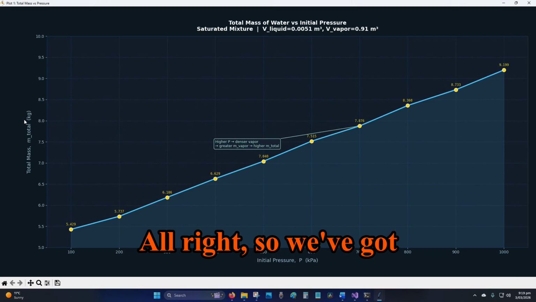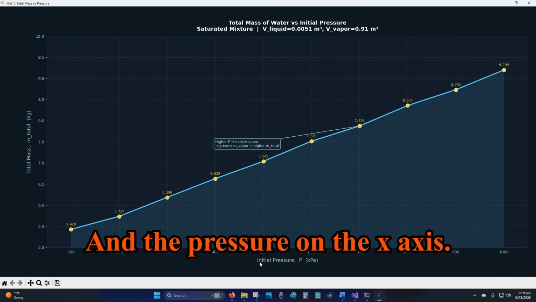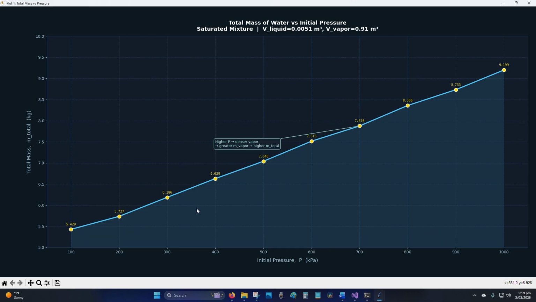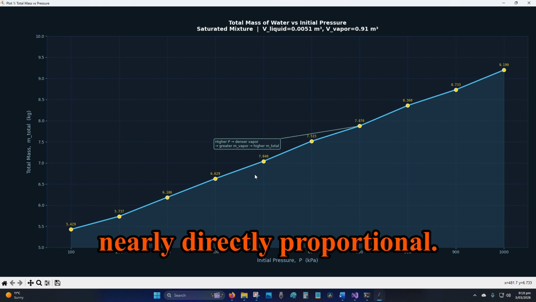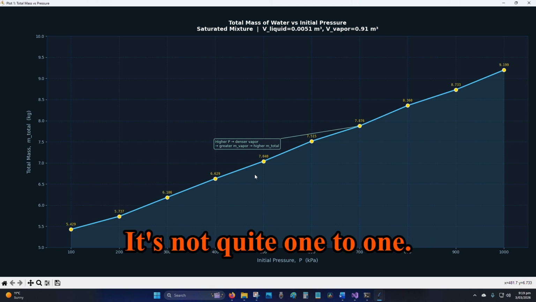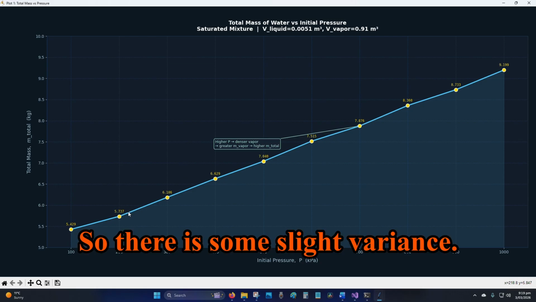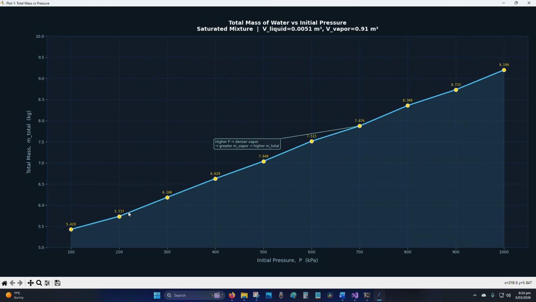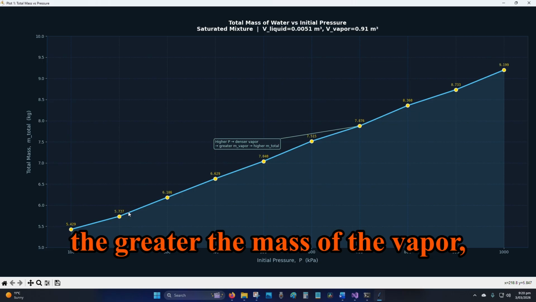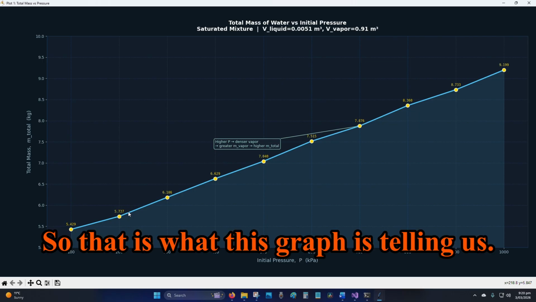Alright, so we've got our total mass on the y-axis and initial pressure on the x-axis. So it's a near linear line, so that means it's nearly directly proportional. It's not quite one-to-one. As you can see, there are some troughs and peaks, so there is some slight variance. So the higher the pressure, the denser the vapor, the greater the mass of the vapor, the higher the total mass. So that is what this graph is telling us.